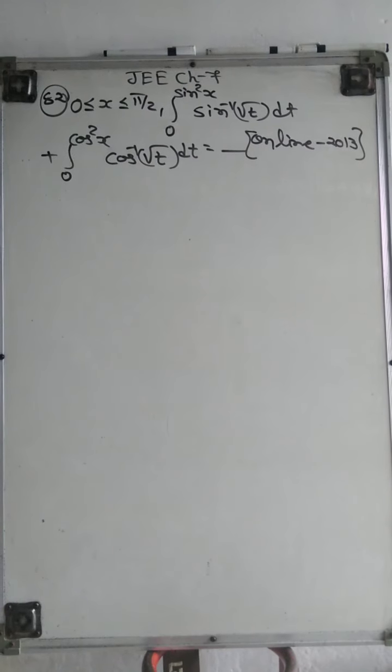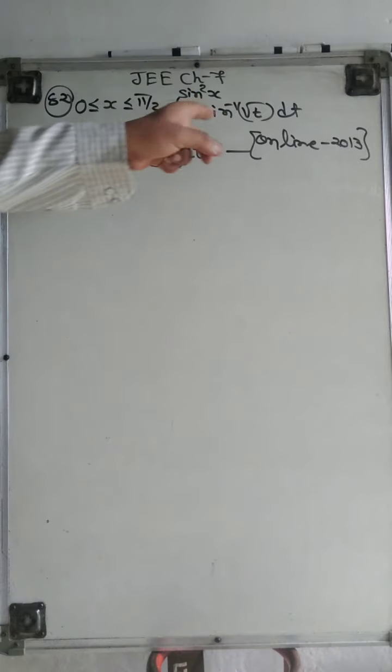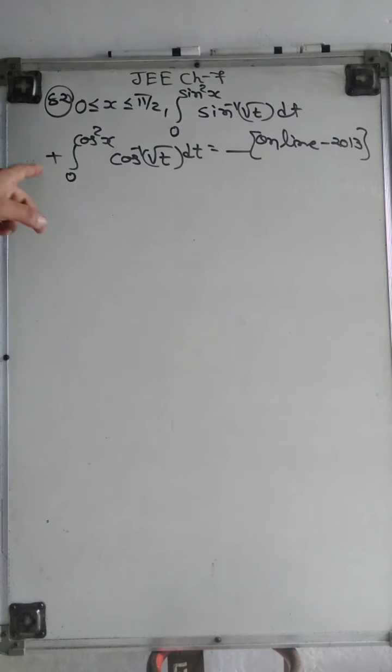Okay, question 82. This is quite lengthy and a quite different type of sum. Here 0 is less than or equal to x is less than or equal to pi by 2. The integral from 0 to sin square x of sin inverse root t dt plus the integral from 0 to cos square x of cos inverse root t dt is equal to dash. This is an online 2013 question.